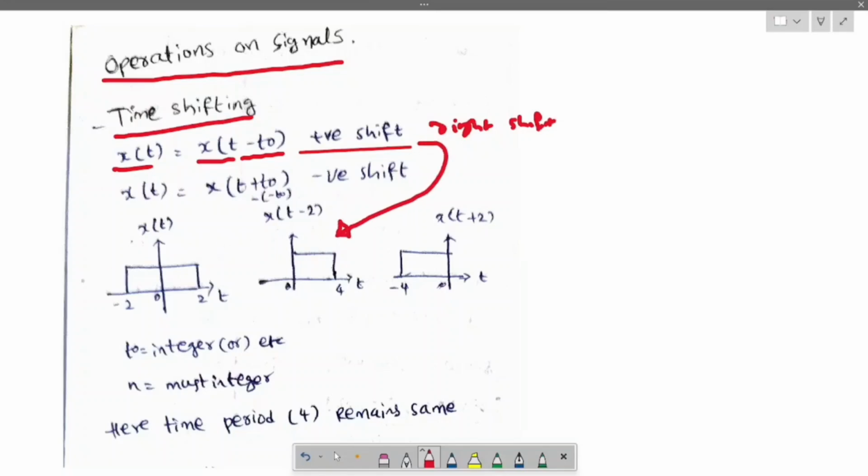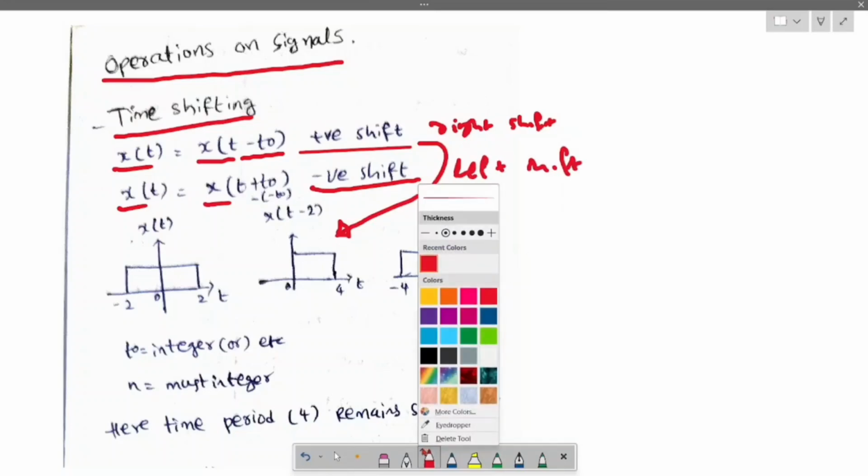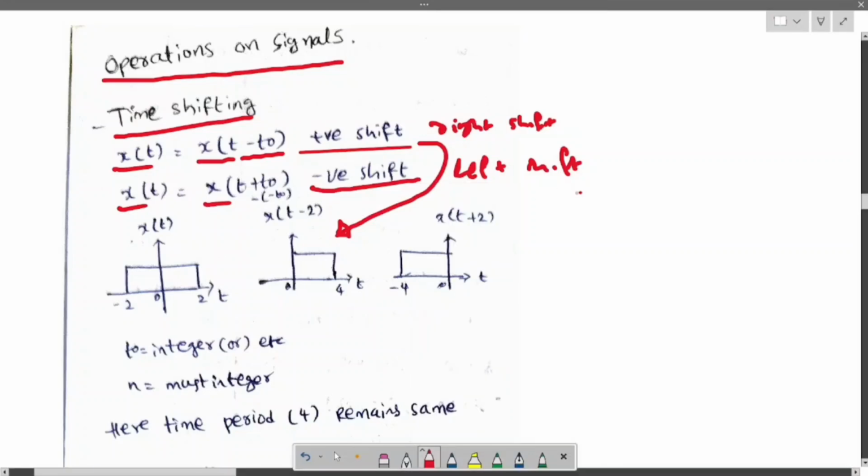You can see here. Suppose when we perform the operation like x of t plus t naught, then it will move to the left shift or negative shift. Okay, left shift. Now you can see the graph here.